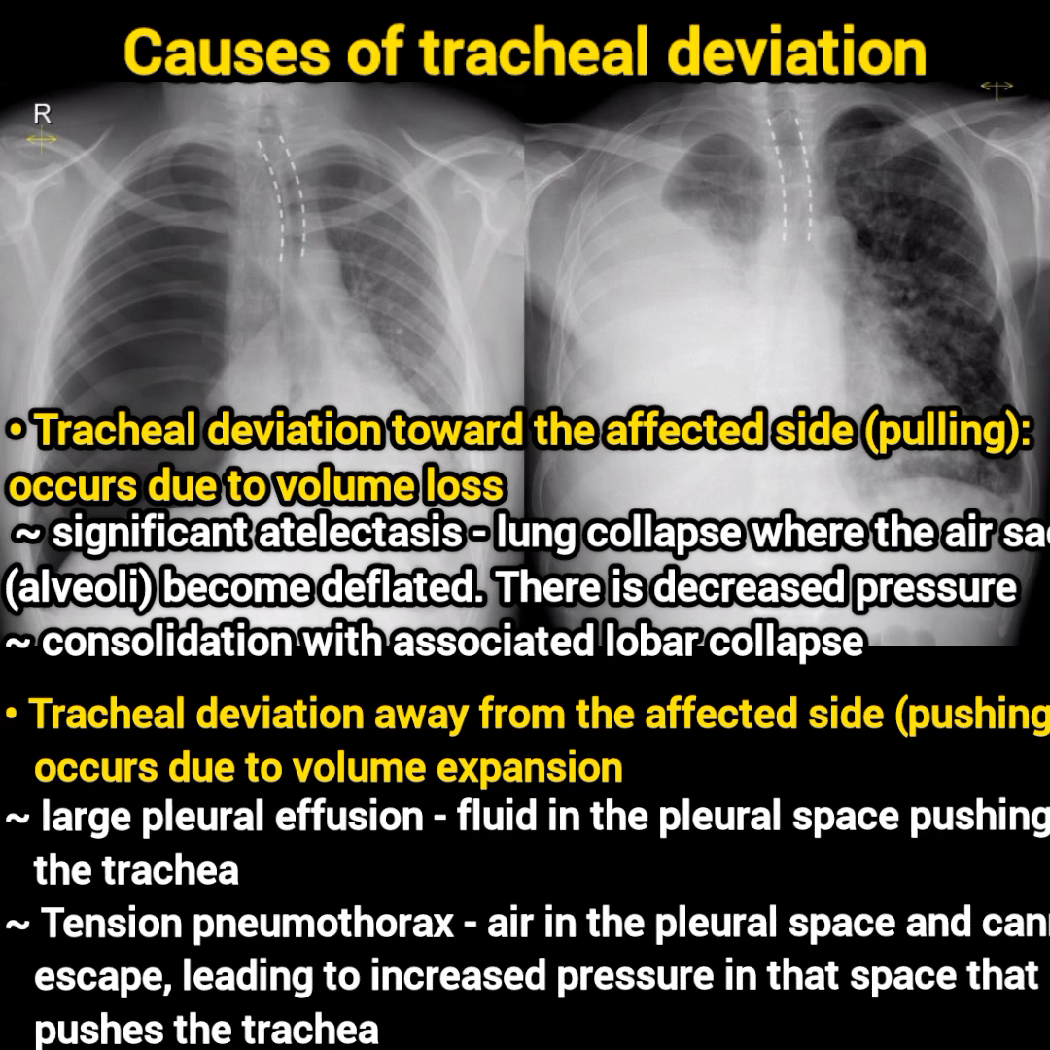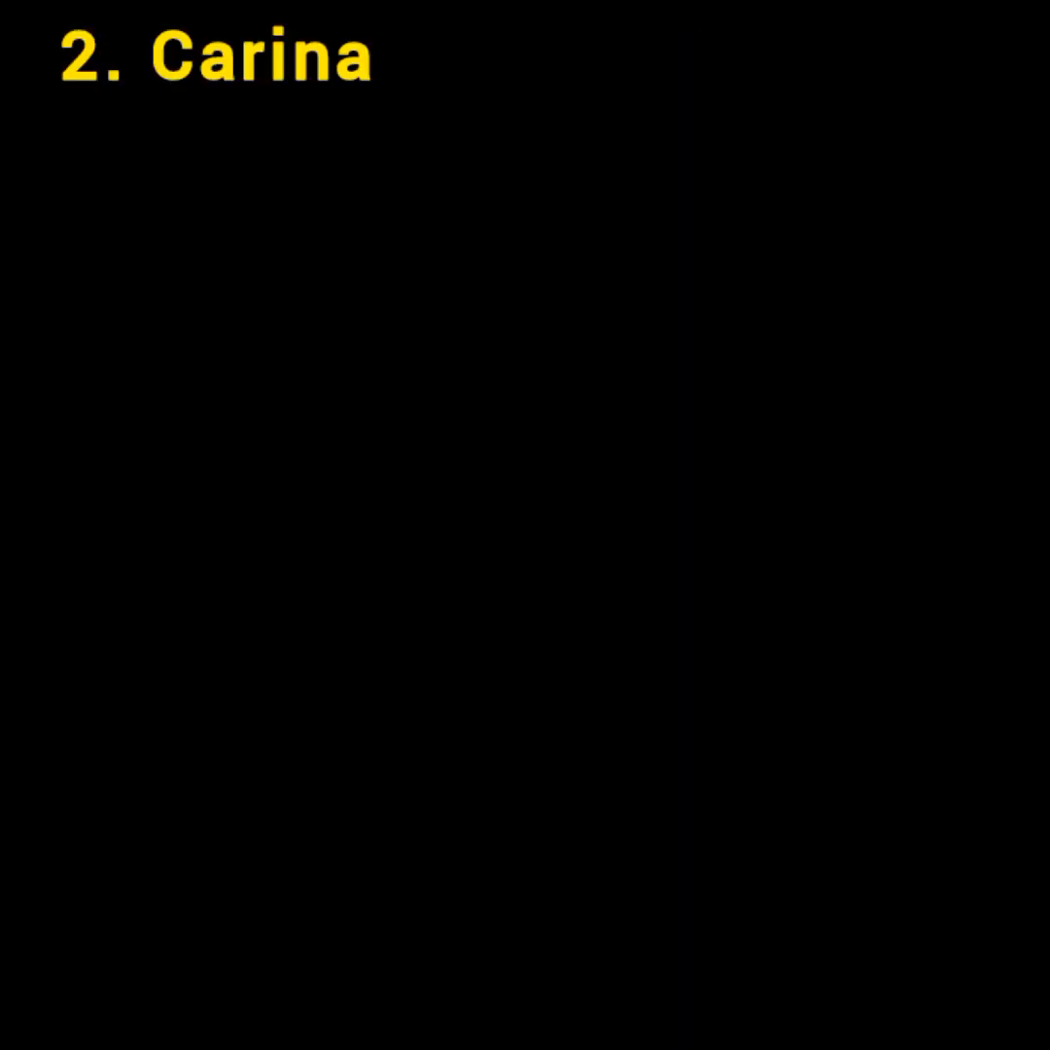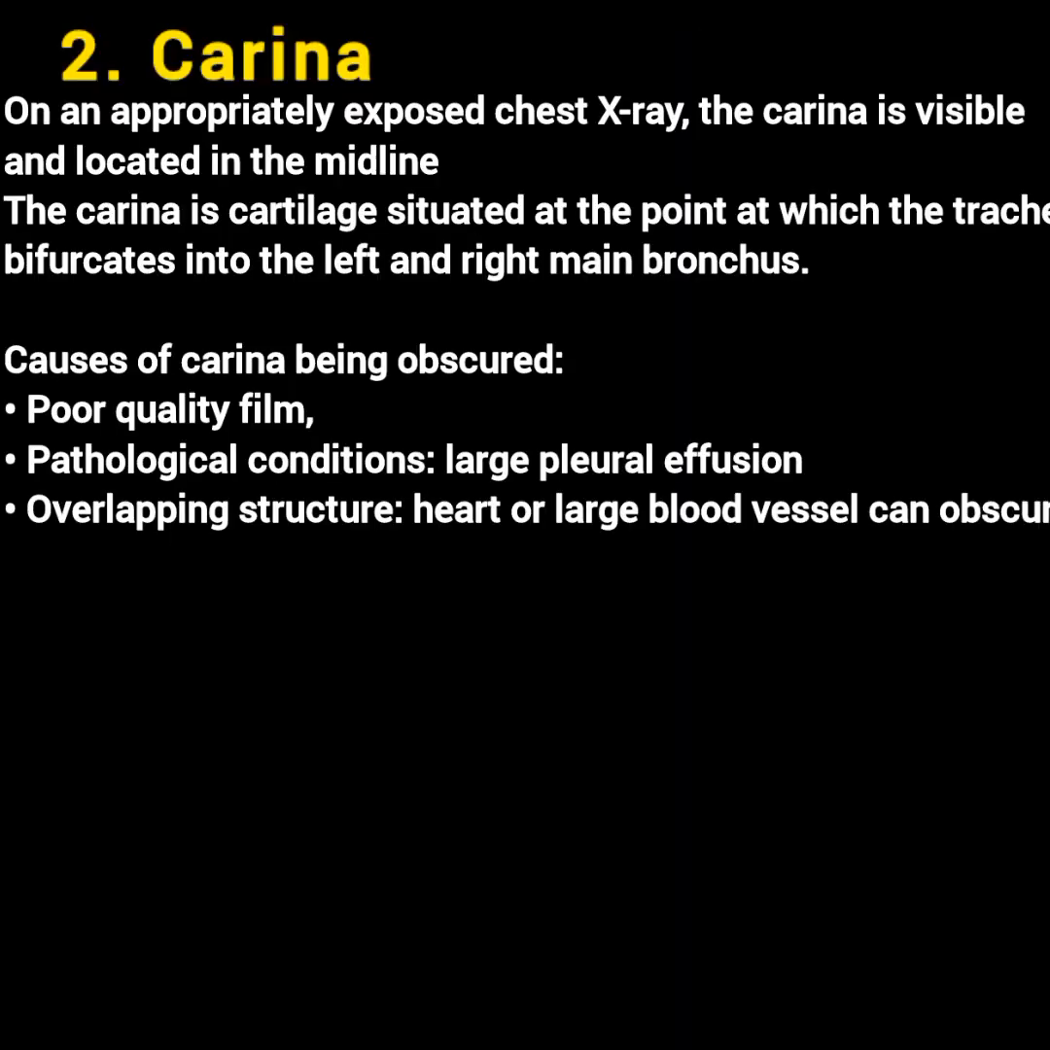Also inspect the carina. On an appropriately exposed chest X-ray, the carina is visible and located in the midline. The carina is a cartilage situated at the point at which the trachea bifurcates into the left and the right main bronchus. Causes of the carina being obscured: poor quality film, pathological conditions such as a large pleural effusion, and overlapping structures when the heart or large blood vessels obscure the carina.